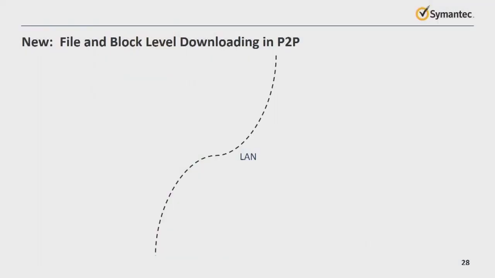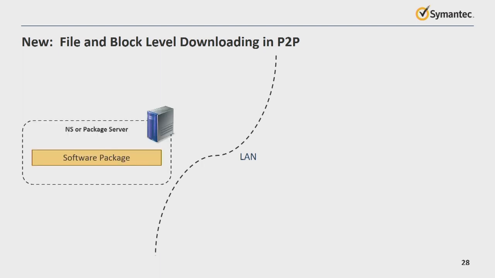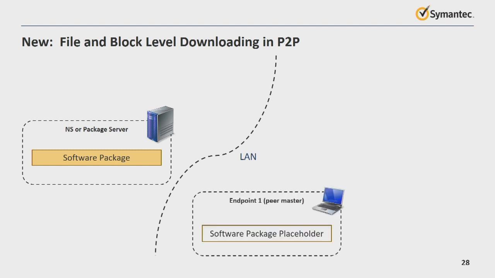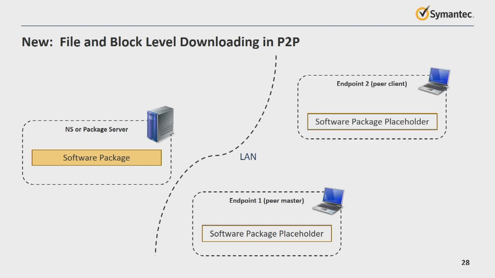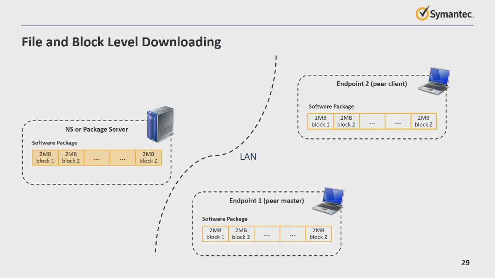Okay, so to offset that, to eliminate that problem, we've come up with file and block level downloading, this feature in P2P. So how does it work? Okay, so we have a notification server or a package server, and the package is up on that device. We have an endpoint, endpoint 1, it's the peer master. Okay, so it's going to wait for the file. And we have another one that's a peer client, right? So we got a master and a client.